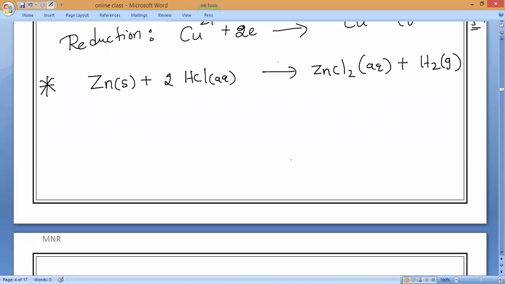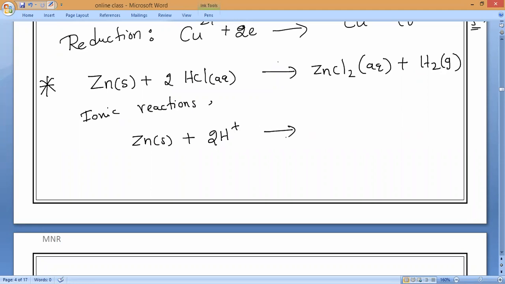Hydrogen gas. Now, here we will consider the ionic equation. Only the ionic equation alone you have to tell me. Zinc plus zinc chloride, plus chloride. Chloride is a negative ion.